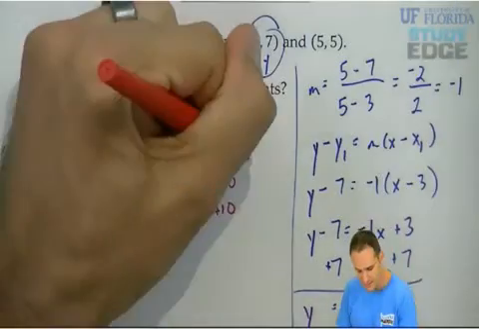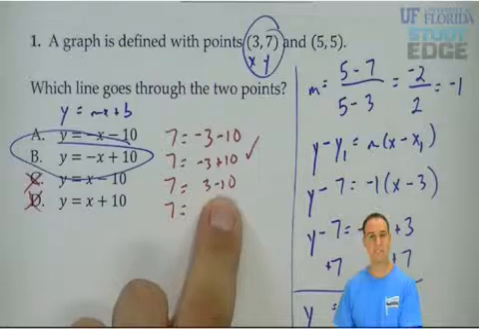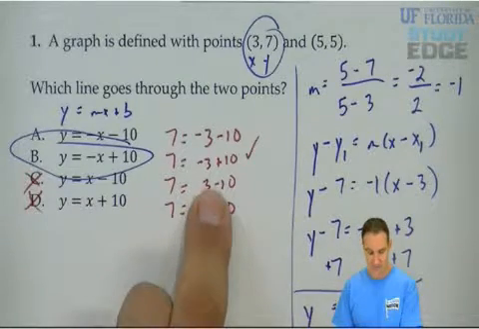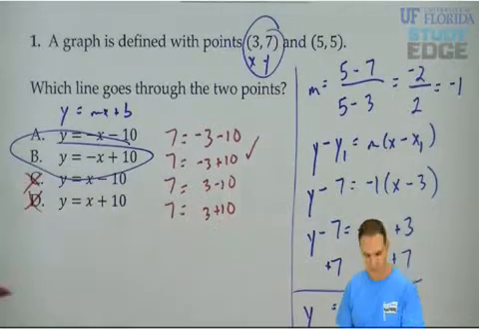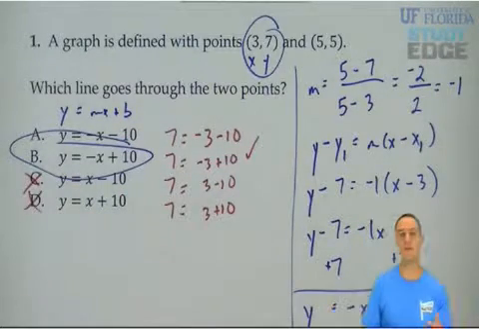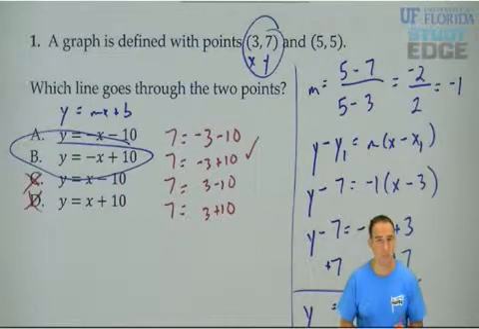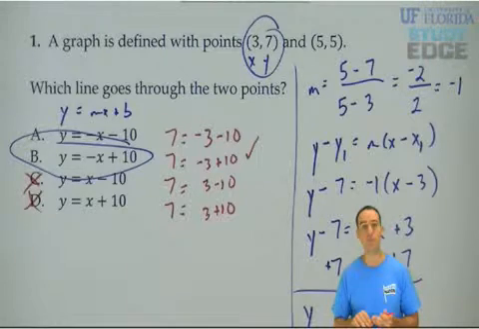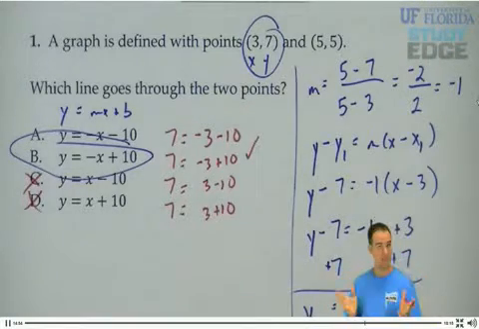Negative 3 minus 10 is not equal to 7. Negative 3 plus 10 is equal to 7. 3 minus 10, that's negative 7, not 7. And 3 plus 10 is 13, which is not 7, which helps me verify also the answer is B. That's another way you can figure it out. You plug in. One more.